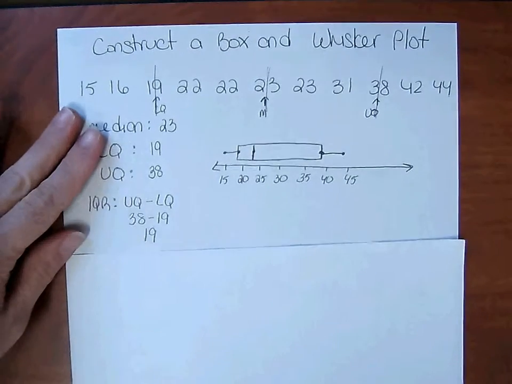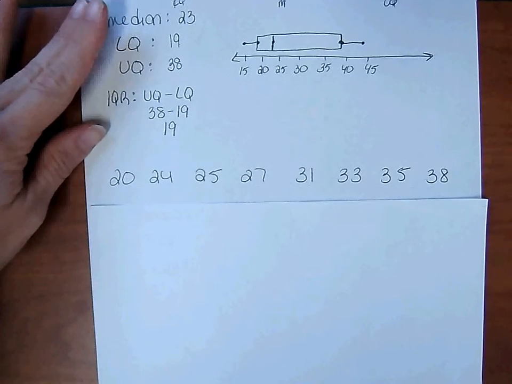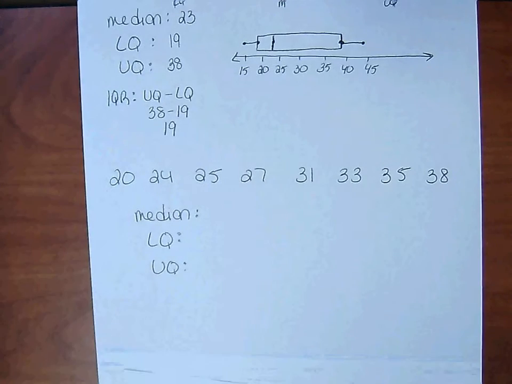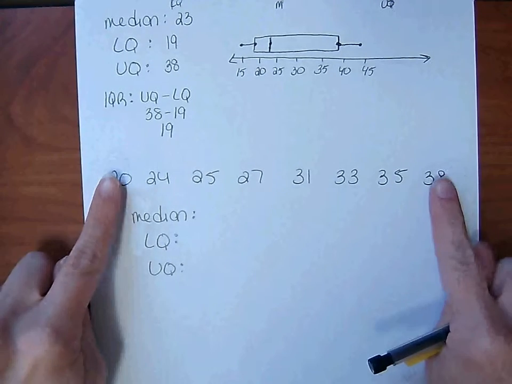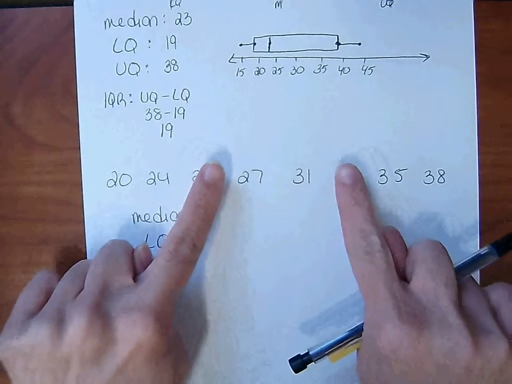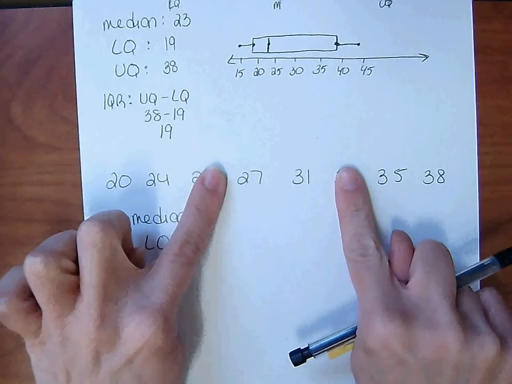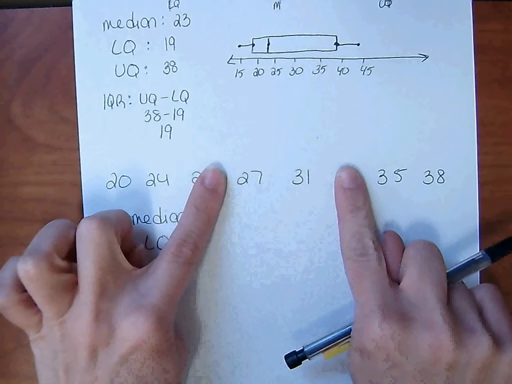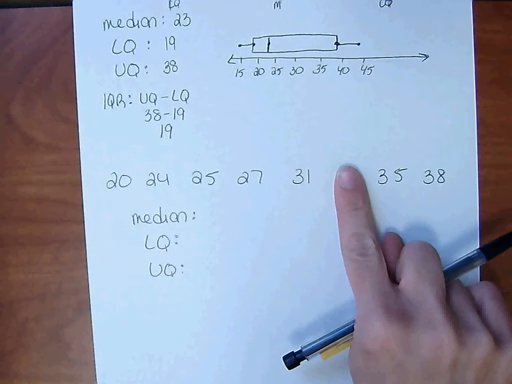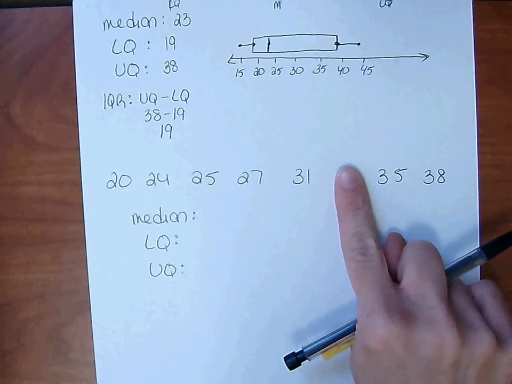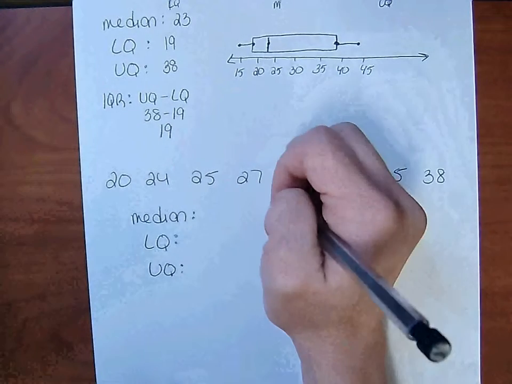All right, so let's go ahead and construct one more box and whisker plot. And in this one, you're going to see that when we find the median, it's not one of the data points given. There's two numbers in the middle here, 27 and 31. So when there's two numbers in the middle, you add them up and divide by 2. So the median is going to be 29.